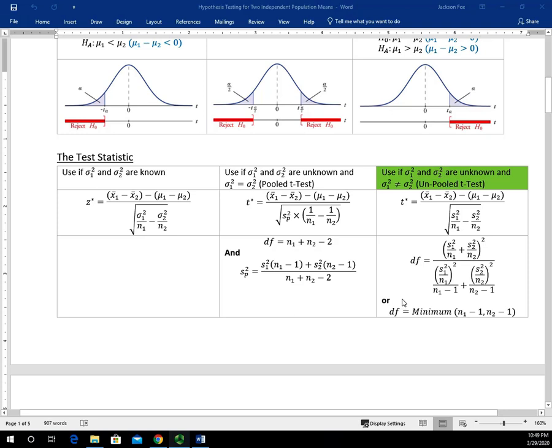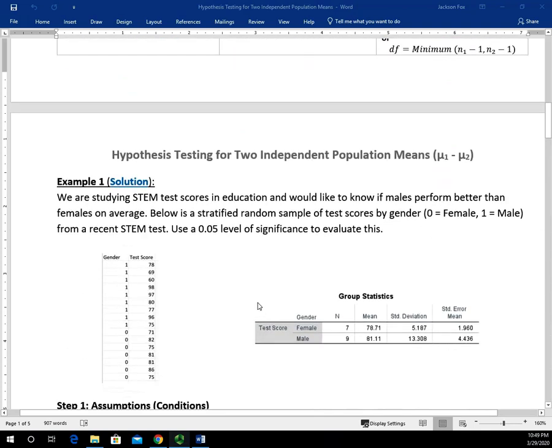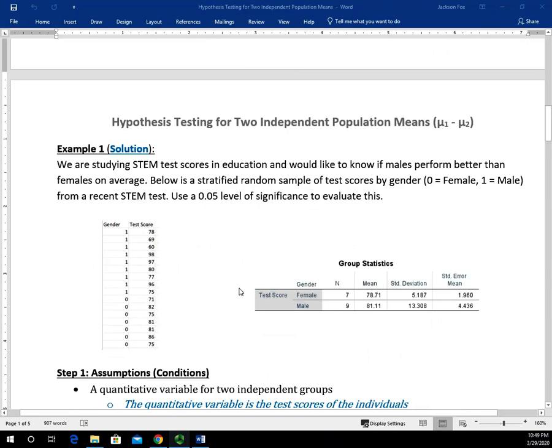So now that we have a little bit of information about some of the general components of the hypothesis test, let's take a look at an example and go through step by step what we're doing, okay? So in example 1, it says we're studying STEM test scores in education, and we'd like to know if males perform better than females on average. All right, so maybe we think there's some sort of gender effect going, and we want to see whether or not there's something to do with gender in the performance on these tests.